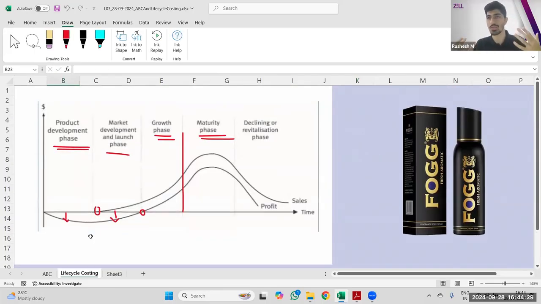Which is, again, you can think about discounts, you can think about incremental features, you can think about finding alternative uses for the same product, all these kind of things that companies do to stay relevant in the market and not go into a decline. And please remember, guys, life cycle is not in years, months, days.